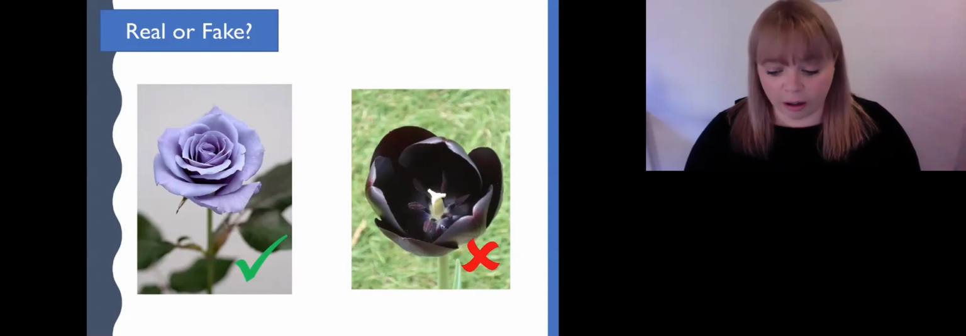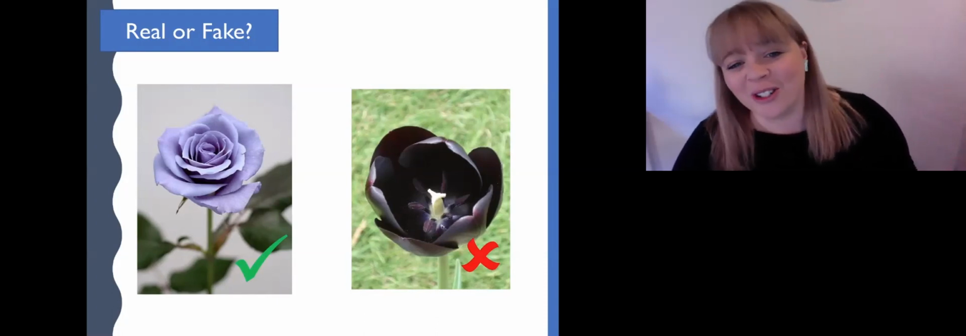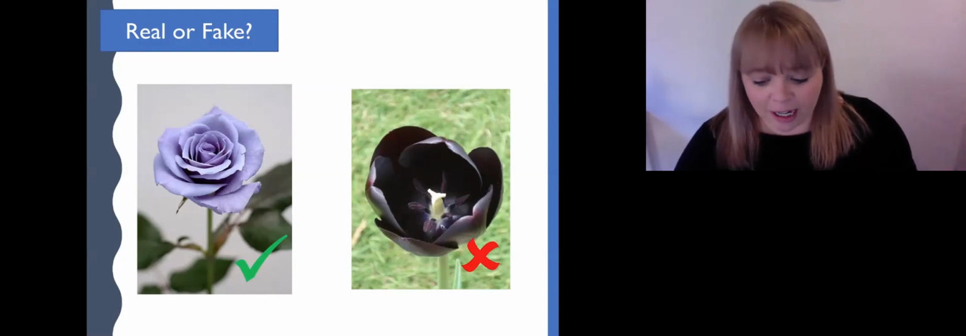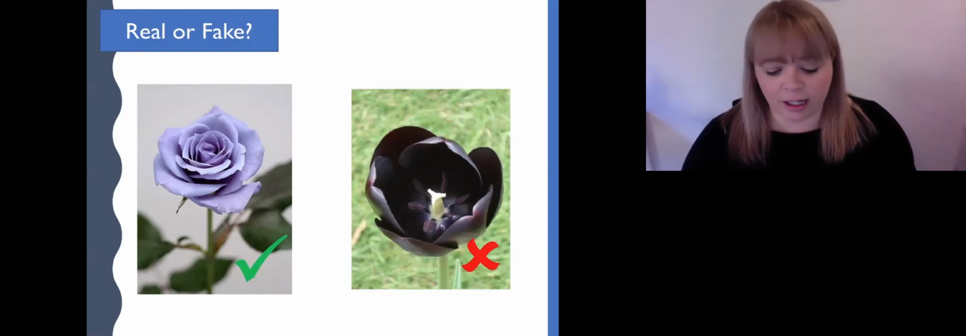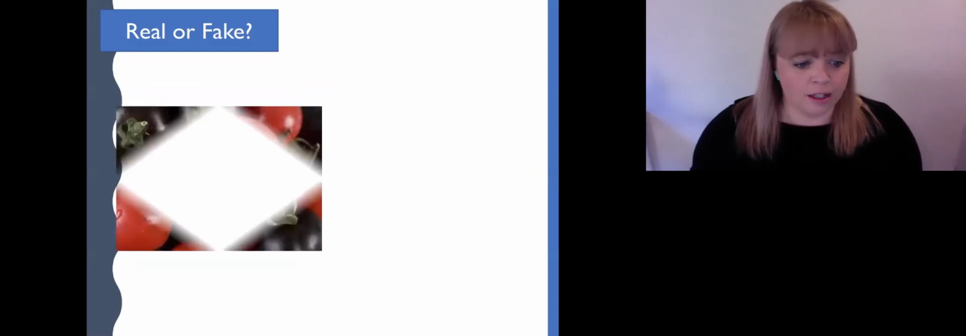So this blue rose was made by Suntory Flowers, which are the same people that produce alcohol like Midori. They're a Japanese company. And the black tulip is actually a dark purple colour, and they say that that one has actually been around since before the advent of genetic engineering. So have a look here.